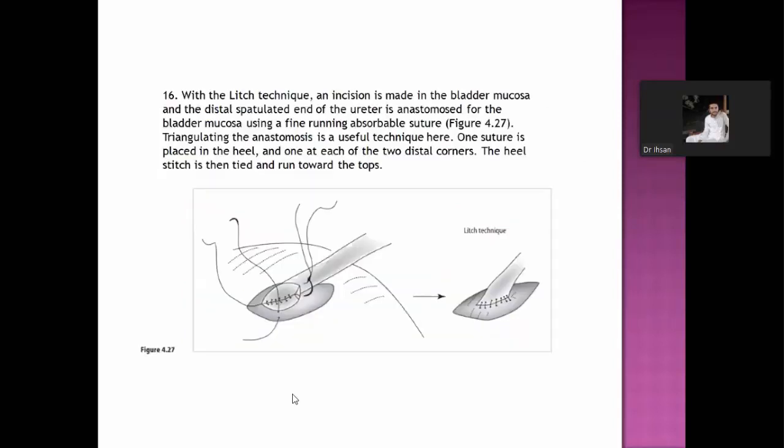With the lips technique, an incision is made in the bladder mucosa and the distal spatulated end of the ureter is anastomosed to the bladder mucosa using fine running absorbable sutures. Triangulating the anastomosis is a useful technique here. One suture is placed in the heel and one at each of the two distal corners. The heel stitch is then tied and run toward the top, as you can see in this picture.